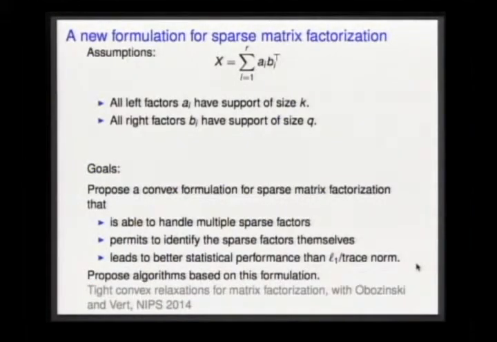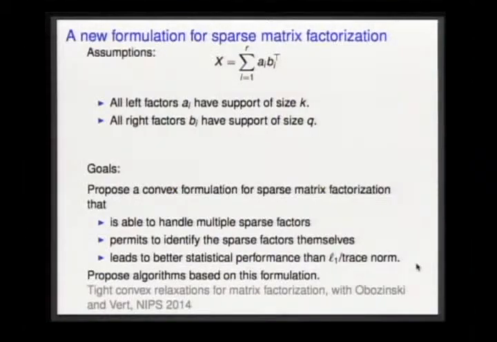So based on these ideas, we started to think about the sparse PCA problem and related problems which involve factorizing a matrix with sparse factors. And the way we tackled the problem, we said, okay, let's fix the number of non-zero elements on each of the factors of x. So x is written as a linear combination of r factors, and each of the factors has a specified number of non-zero elements.